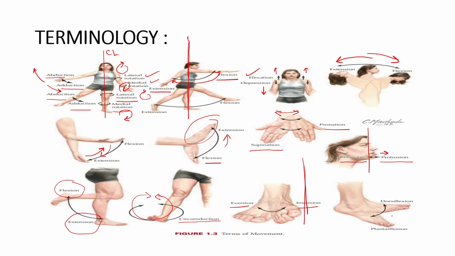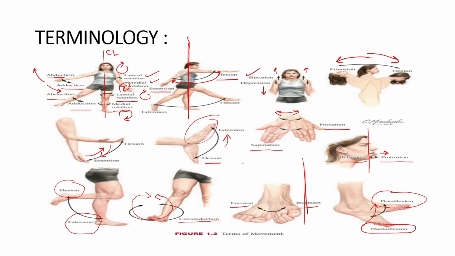Okay. Dorsiflexion. If we keep our leg like this from here, then that is dorsiflexion, dorsal and flexion, making this particular term dorsiflexion. And if we keep our leg like this, plantar flexion, plantar. Okay. So these are the terms of movement.